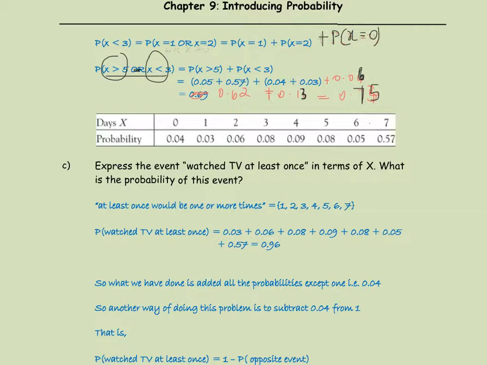So what is the probability of x greater than 5? It would have to be 6 or 7, so we add the individual probabilities.